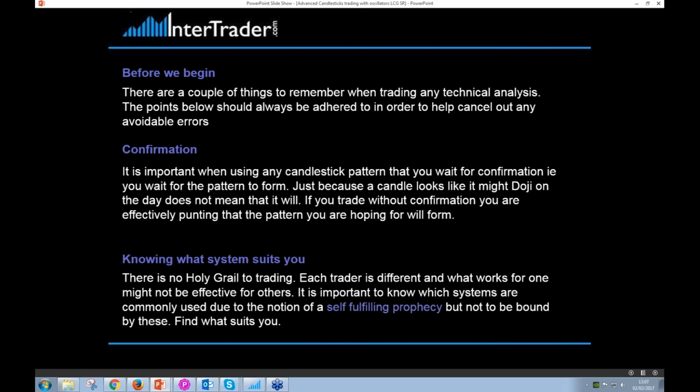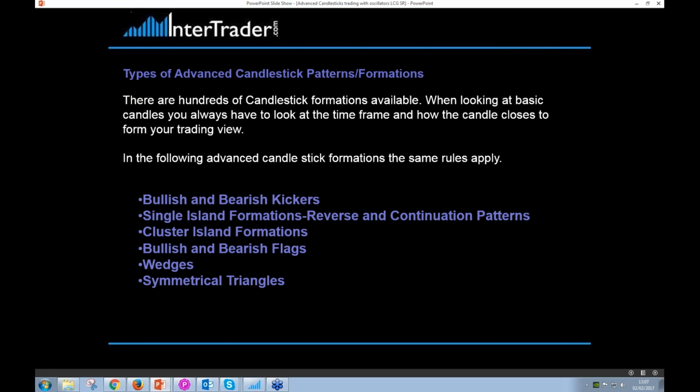Types of candlestick patterns, there will be a million different ways of describing these things. There are a million different ways that you can go out and search for candlestick patterns, individual candles, and what suits you. I don't know what the mainstream refer to these as, but there are a few things that have always worked for me, and I'm going to point them out to you today. That's the bullish, bearish kicker, single island formation, reversal, confirmation patterns, cluster island formations, bullish and bearish flags, wedges, symmetrical triangles.